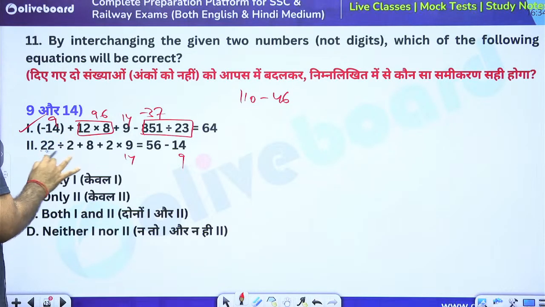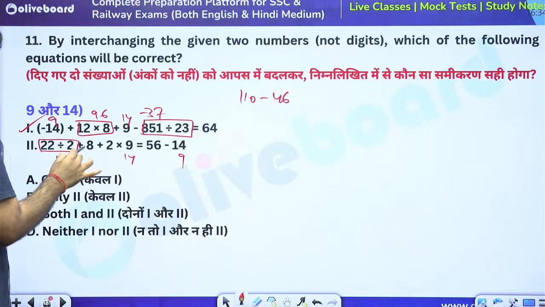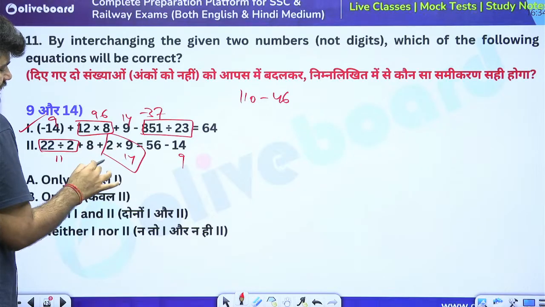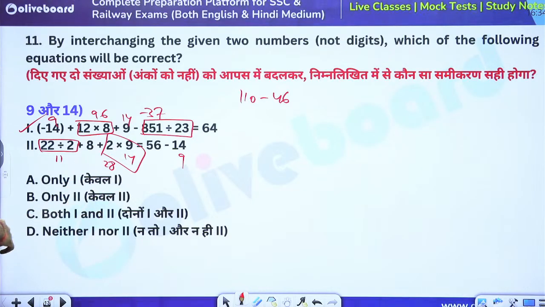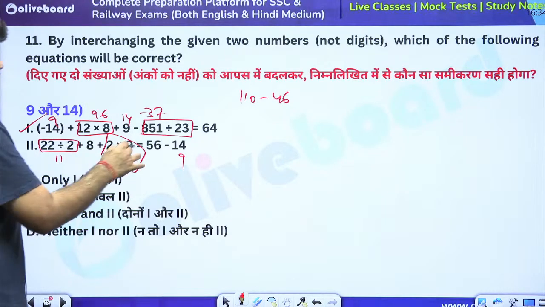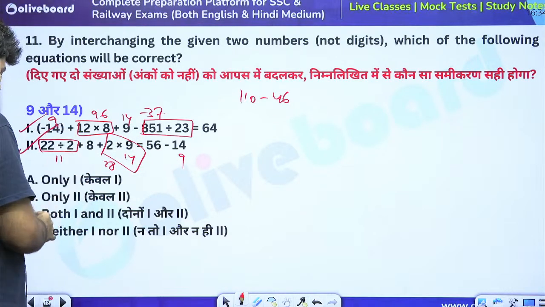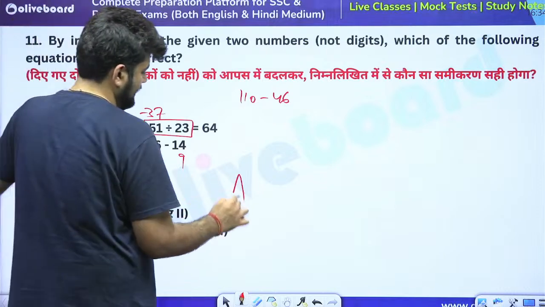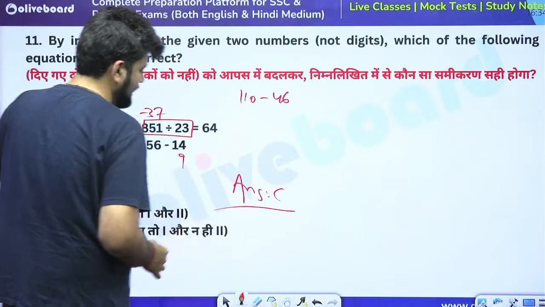And 22 divided by 2 is 11. 11 plus 8 plus 2 into 14 is 28. Okay. So, 28 plus 11 is 39. 39 plus 8 is 47. And 56 minus 9 is also 47. So, 2 is also right. So, both 1 and 2 are correct. The idea is just be slightly quick at calculation.